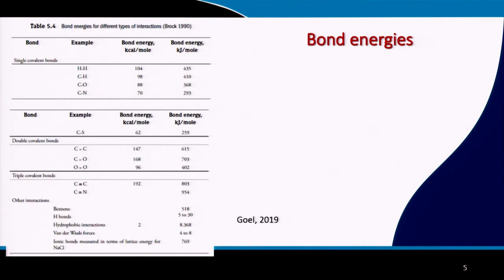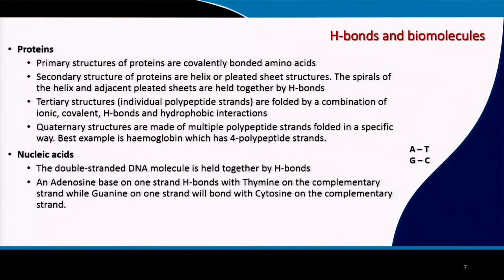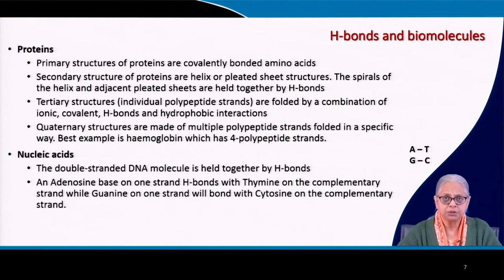And you can see that they are two orders of magnitude weaker than either covalent or ionic bonds. But they are the basis of the bioactivity of proteins and so many other biochemical reactions. Let's take a look at hydrogen bonds and how they play a part in the bioactivity of different macromolecules. So we're going to look at proteins and nucleic acids. I'll be showing you some graphics about both of them in the second half of this topic.